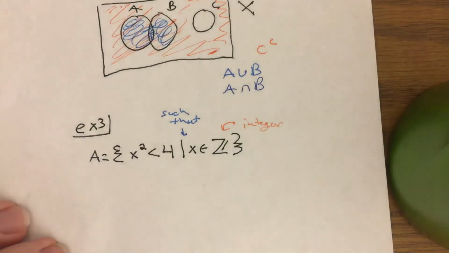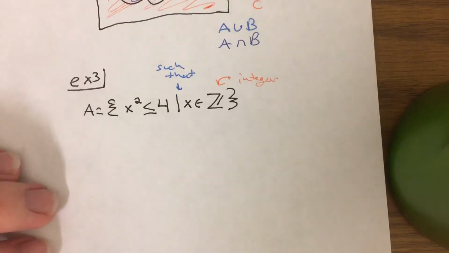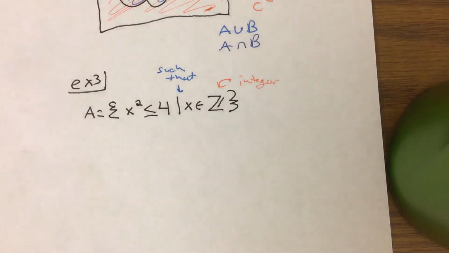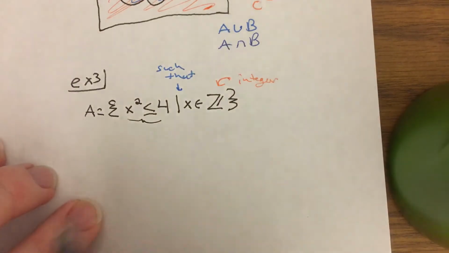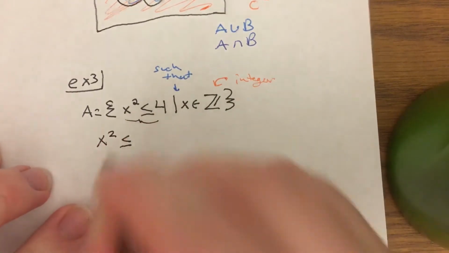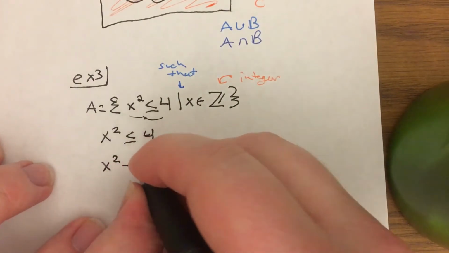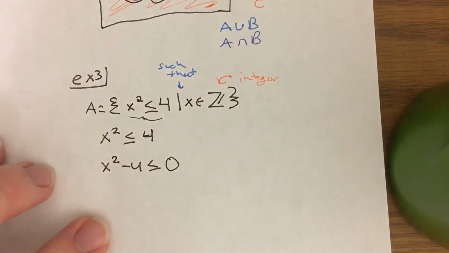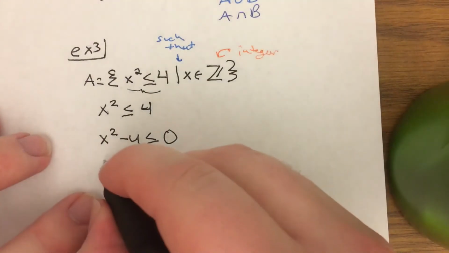So I do actually want to change something so we have a few more things to work with. Let's make that less than or equal to. Great. So we want to find out what are all the elements in this set. So let's put our mind to the test and see what we remember. x squared less than or equal to 4 implies that x squared minus 4 is less than or equal to 0. So we can factor this now and try and find some nice solutions.